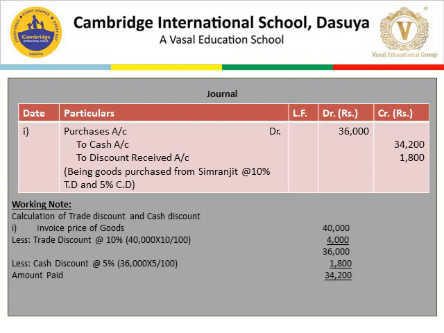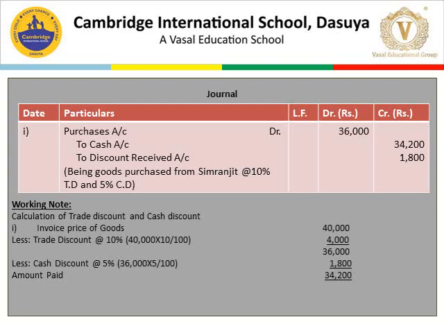We do not record trade discount in journal entries. So purchases is the amount which is left after deducting trade discount from invoice prices. So purchases account debit with 36,000.